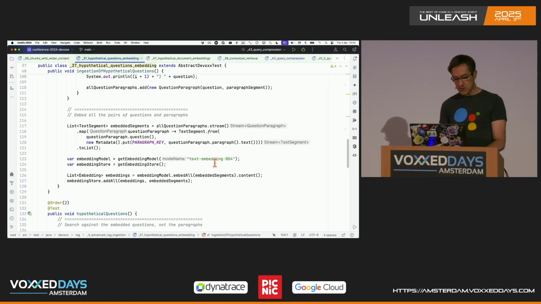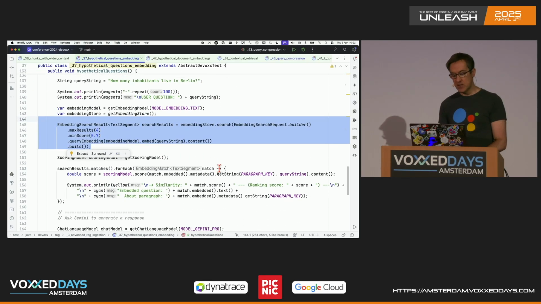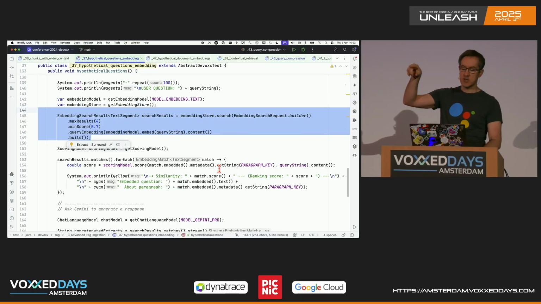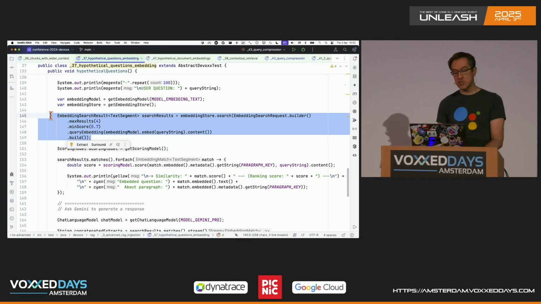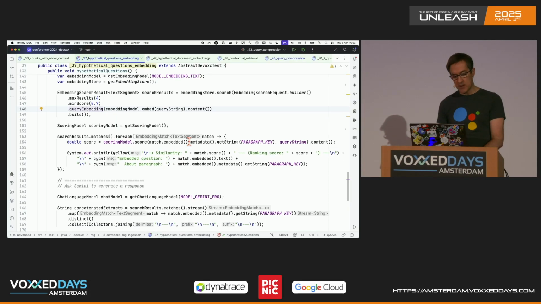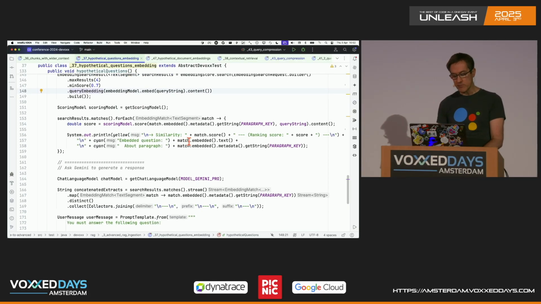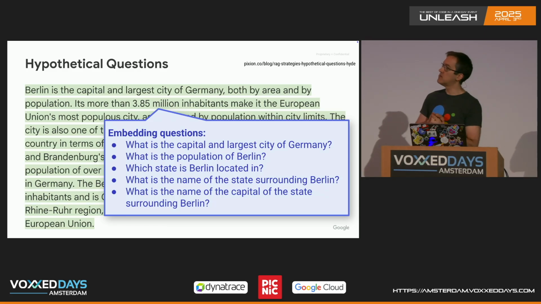And then the rest is the same thing as before. I'm doing some searches. Here I'm not using the higher level abstraction from Langchain4j, we'll see an example of that, but here, just to show how it works under the hood, I'm showing how I'm doing the search manually. I want to get a certain number of results, a certain score I'm interested in, etc. It answers your question about the code? Yeah, cool. So hypothetical questions, in my experience, work quite well.